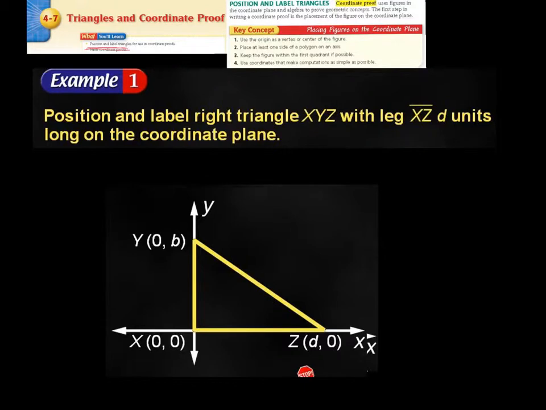And we need to label that something, so they chose to call that B for the height there, the length along the y-axis. Did we answer the question? Position and label a right triangle XYZ with leg XZ D units long. Yep, that's D units long on the coordinate plane.